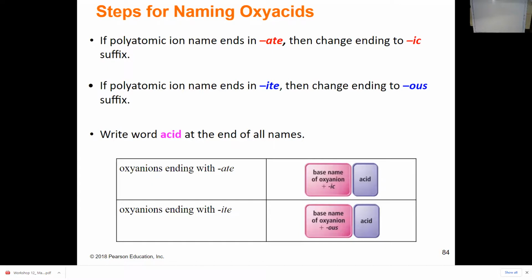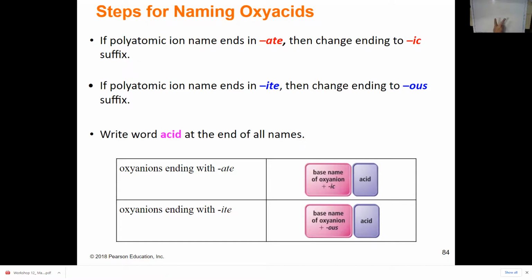For an oxyacid, the process is completely different. The entire name of the oxyacid is based on the name of the polyatomic ion that makes up the oxyacid. So you have to be able to recognize the polyatomic ion that makes up the oxyacid that you're looking at in order to be able to name the oxyacid.